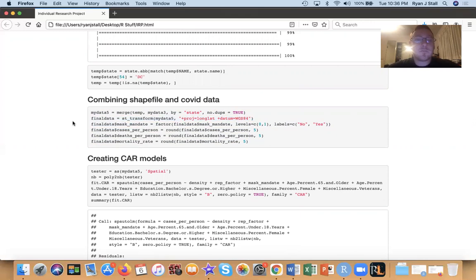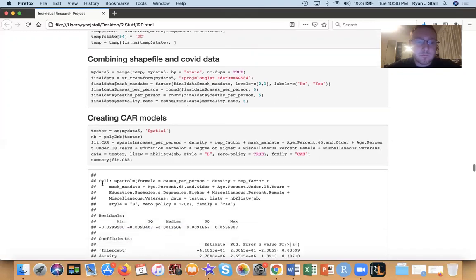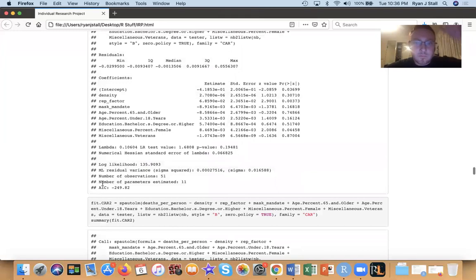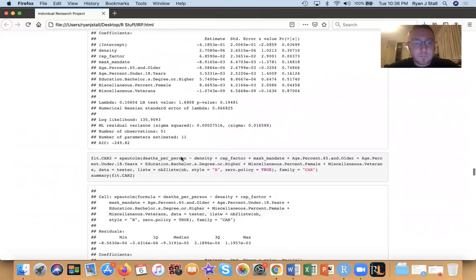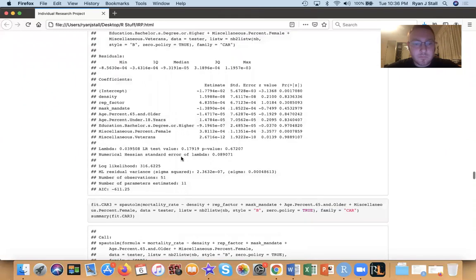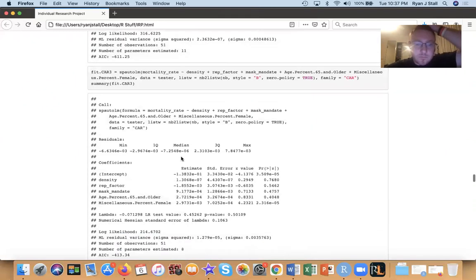I then set about building the CAR models, one for each of infection rate, death rate, and mortality rate. For infection rate, our model indicates that voting Republican and the female percentage are positively correlated. For death rate, our model indicates that the female percentage is positively correlated. And for mortality rate, our model indicates, once again, that the female percentage is positively correlated.